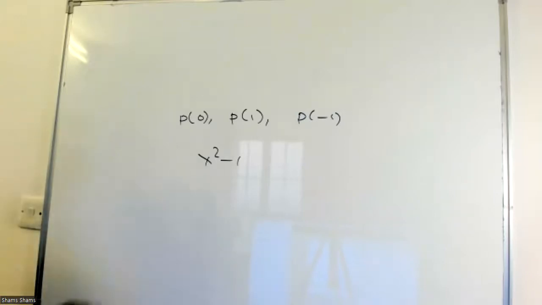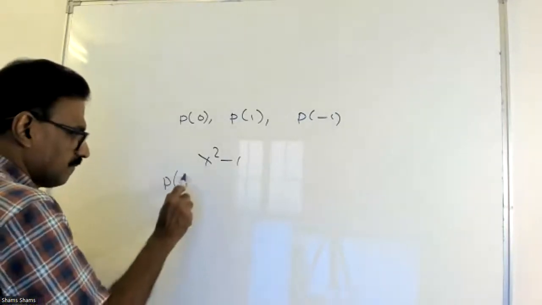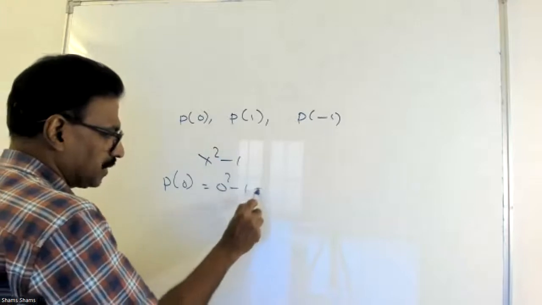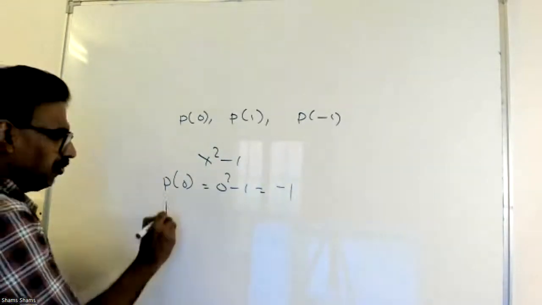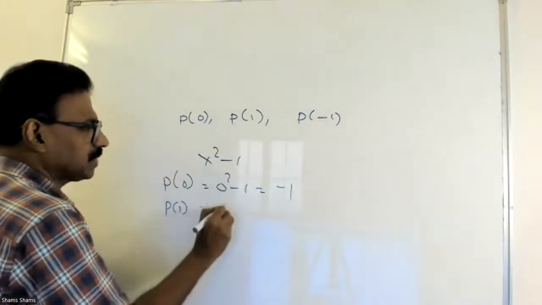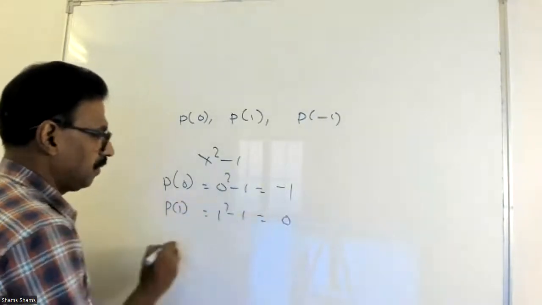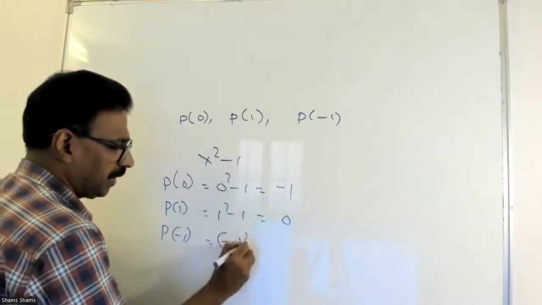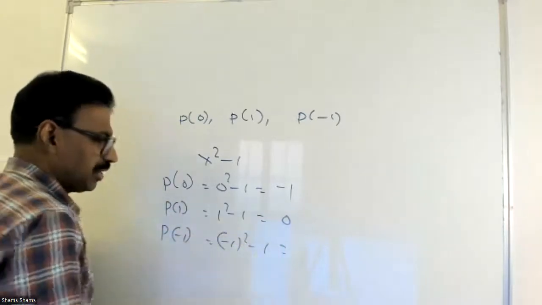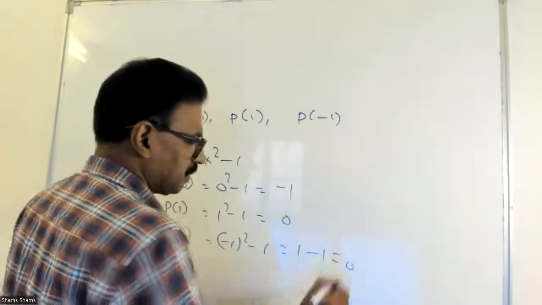Look, P of 0, 0 square minus 1 is minus 1. That's not getting check. P of 1 equal to 1 square minus 1 equal to 0. P of minus 1 square minus 1, minus 1 square is 1. 1 minus 1 equal to 0.